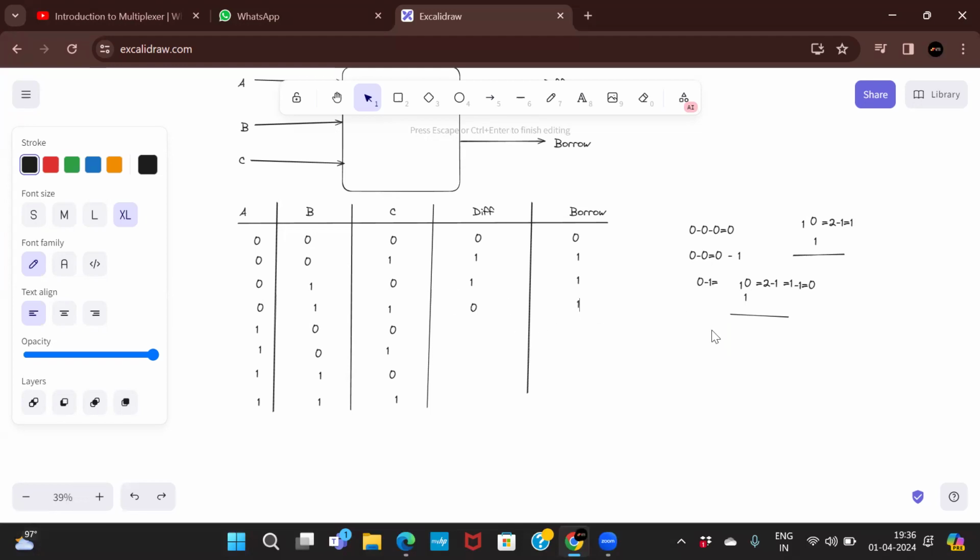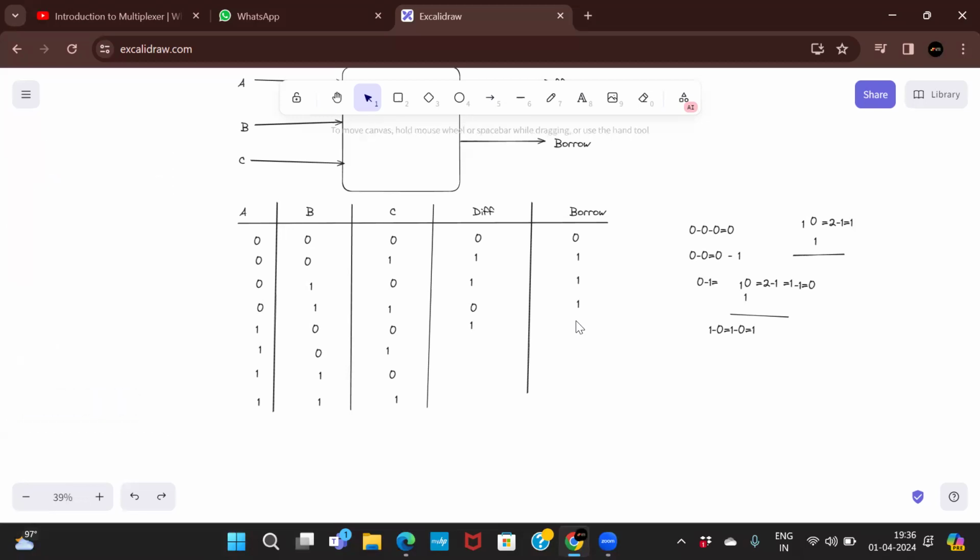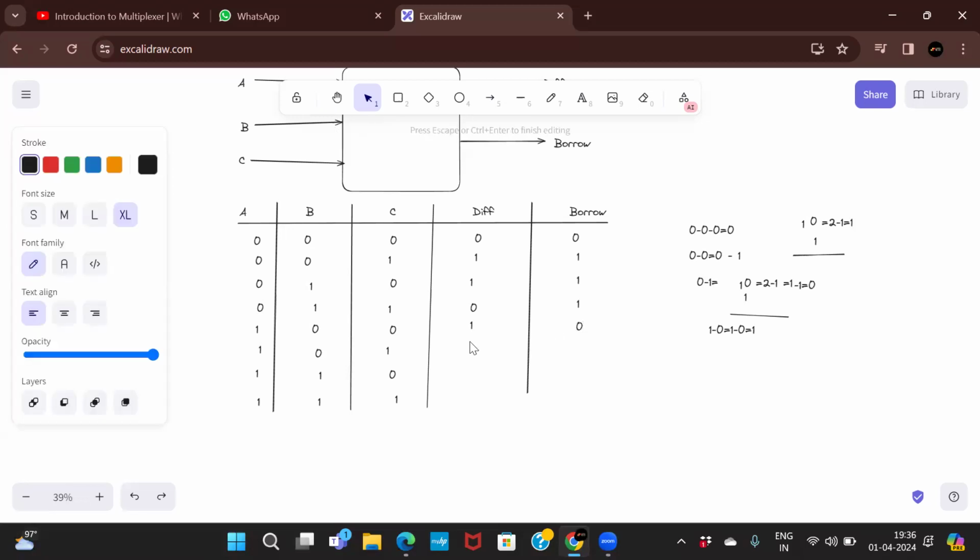Next we have 1 0 0 as inputs, right? I'm taking 1 minus 0, that is 1. Again we have 0, 1 minus 0, again 1. So the difference will be 1, borrow 0. Good. Similarly, this.